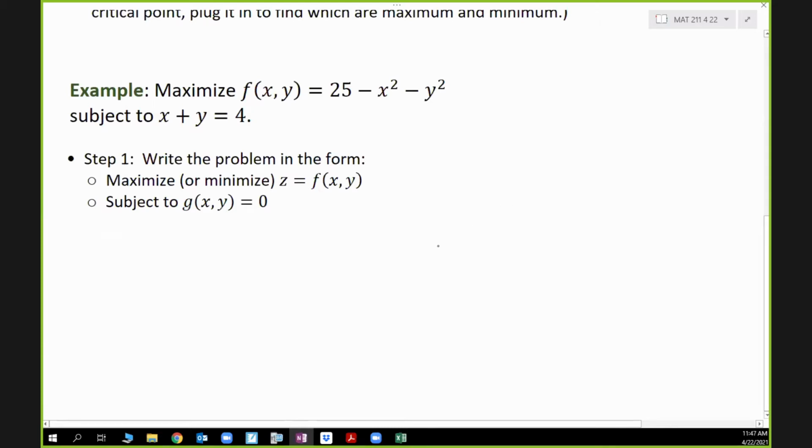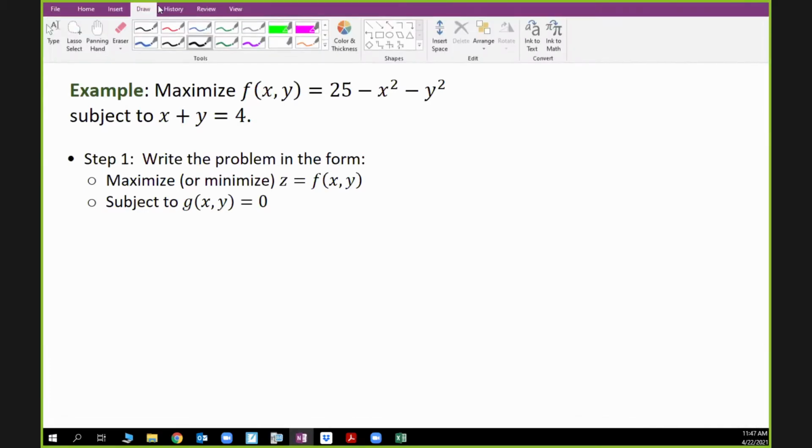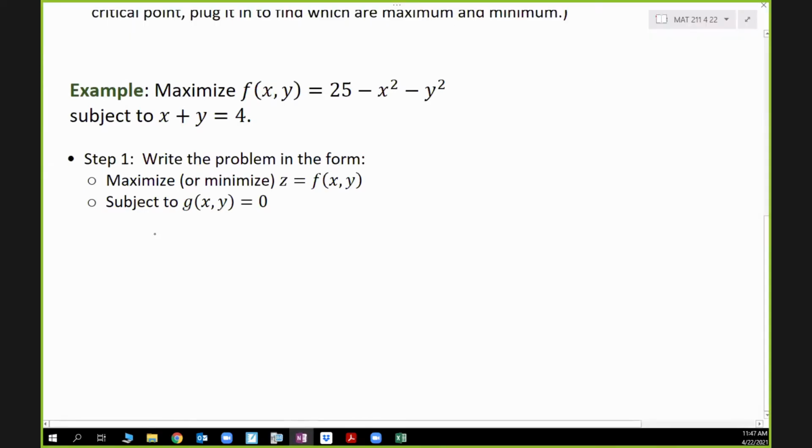This is not a word problem. We don't have a real world situation here, but this is just a practice before we get to that kind of problem. So our first step is to write the problem in the form, so we're trying to maximize. This just means write down, identify the function that we're trying to maximize. So in this case, it's f of xy equals 25 minus x squared minus y squared.